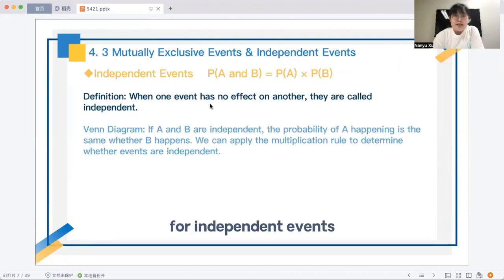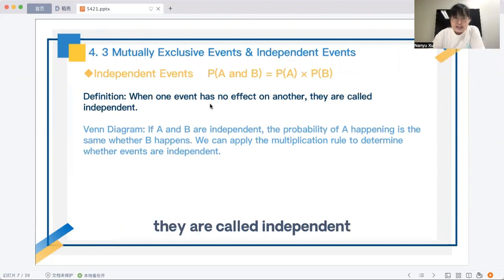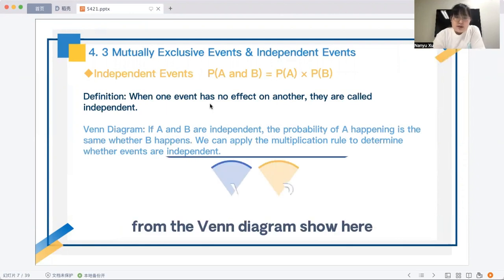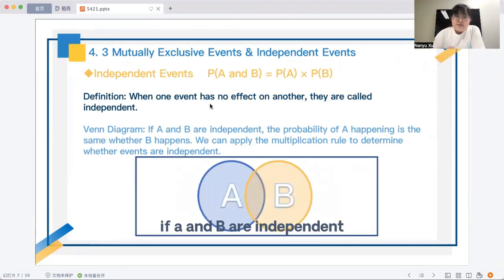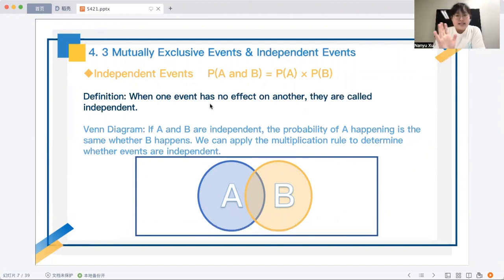We also learned that for independent events, the probability of A and B equals the multiplication rule, the probability of A multiplied by the probability of B. If one event has no effect on another, they are called independent. From the Venn diagram shown here, if A and B are independent, the probability of A happening is the same whether or not B happens. We can apply the multiplication rule to determine whether events are independent. That's what we learned from chapter 4.3.